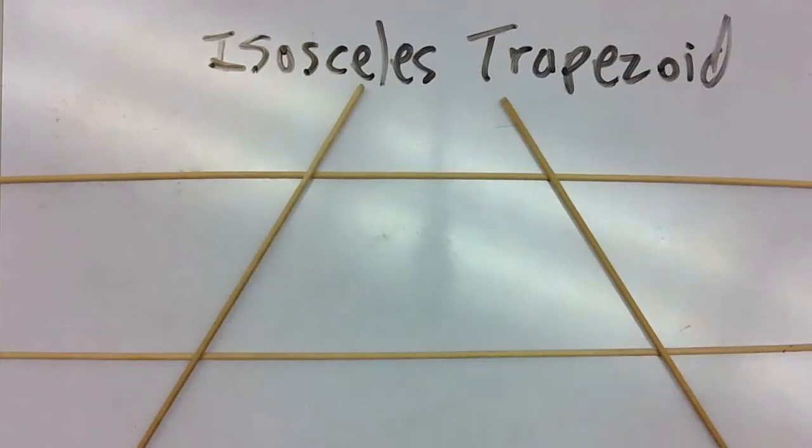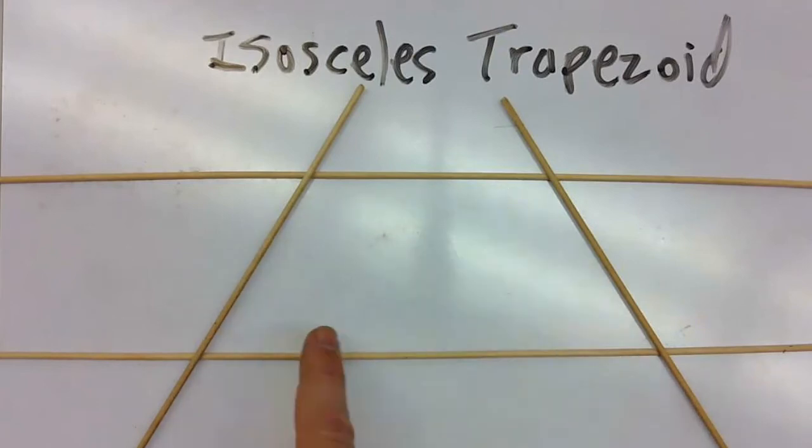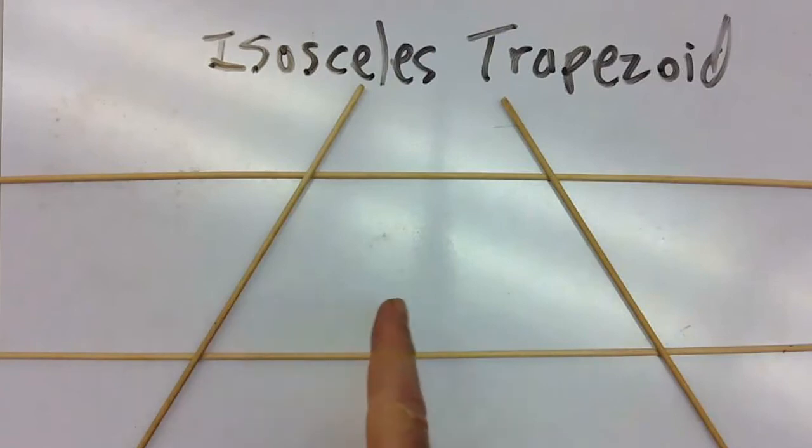And in an isosceles trapezoid, the base angles are congruent. And these are base angles up here as well. So these two are congruent and these two are congruent. So you get a BOGO. If you know one base angle, you know the other base angle on an isosceles trapezoid.